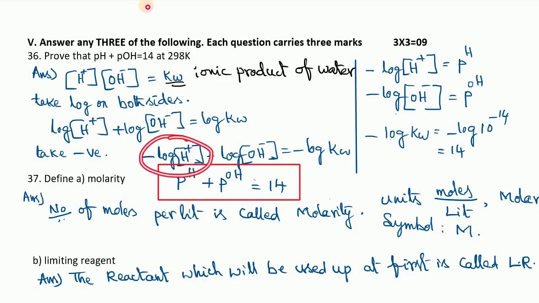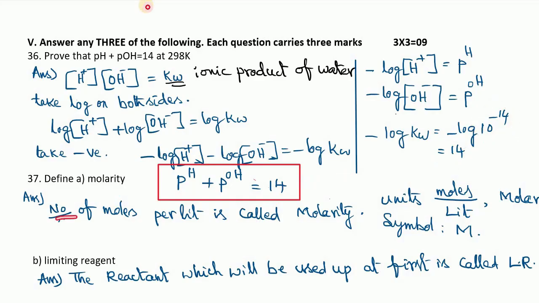So what is minus log H plus? It is given here. Minus log H plus is also called pH. Then minus log OH minus will become pOH. That 14 is coming from Kw. Kw is 10 to the power of minus 14. When you apply it here, you get 14. Right.